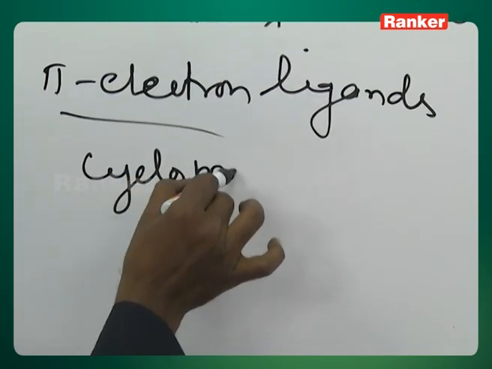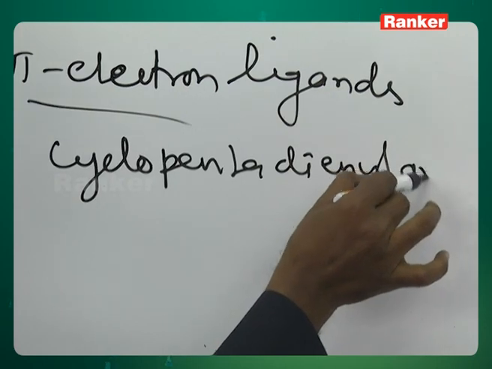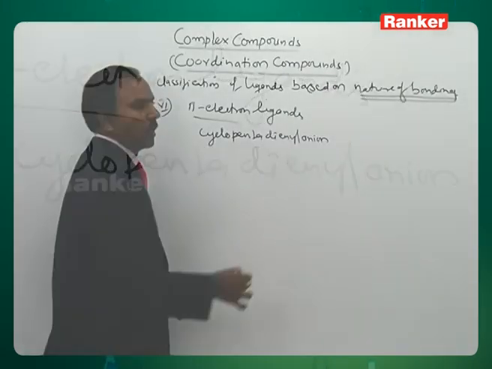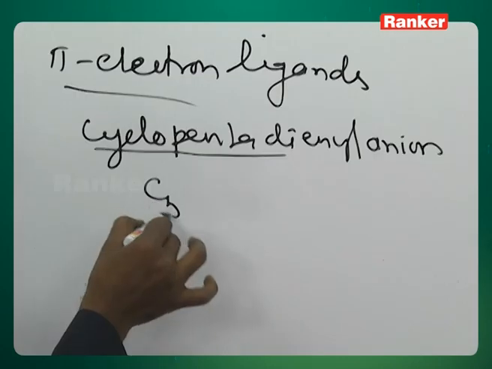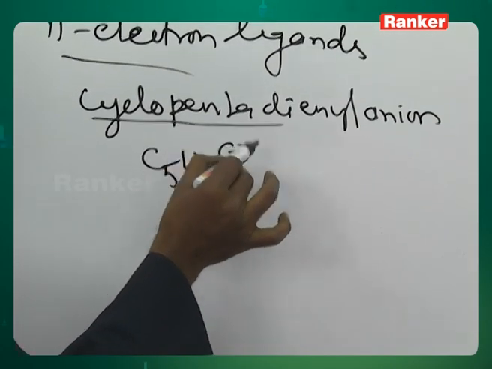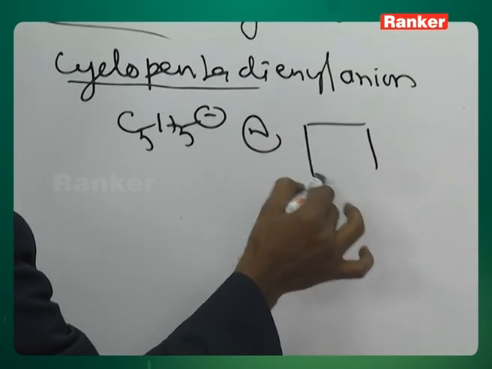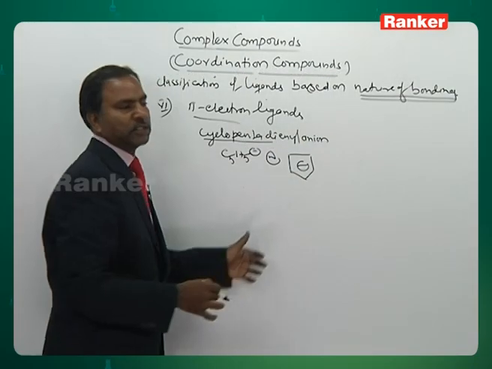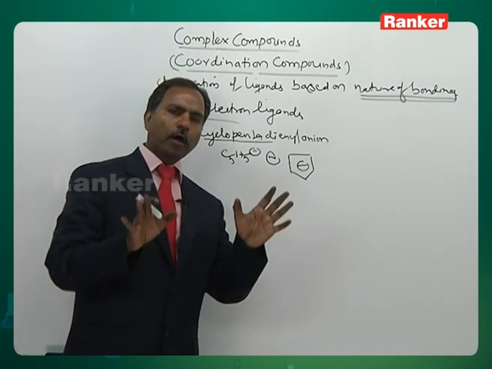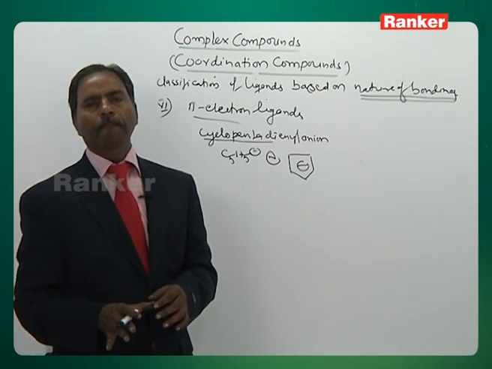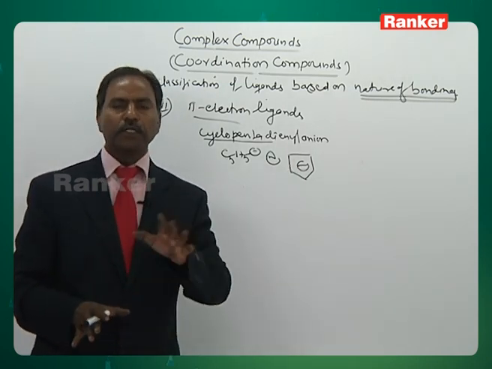The best example under this is the cyclopentadienyl anion, which we can represent as C5H5 minus. This particular ligand does not carry any lone pair, but forms complexes by involving pi orbital electrons. Benzene is also acting as a pi electron ligand.